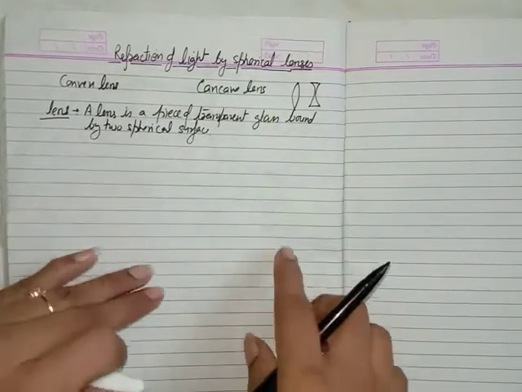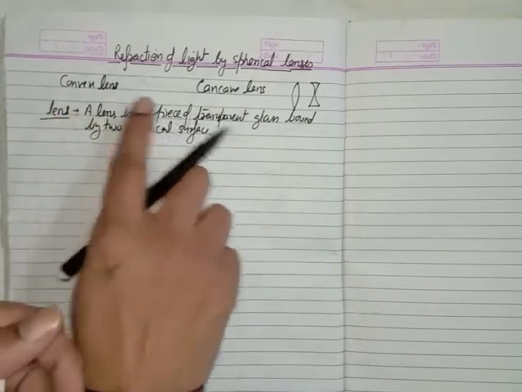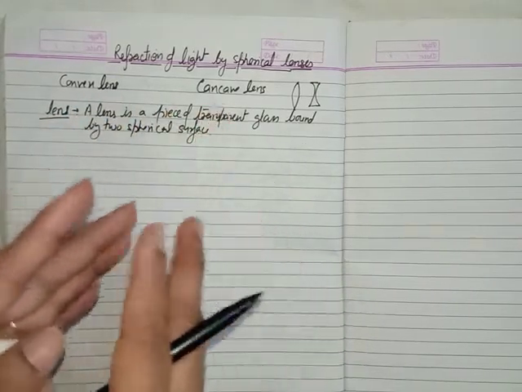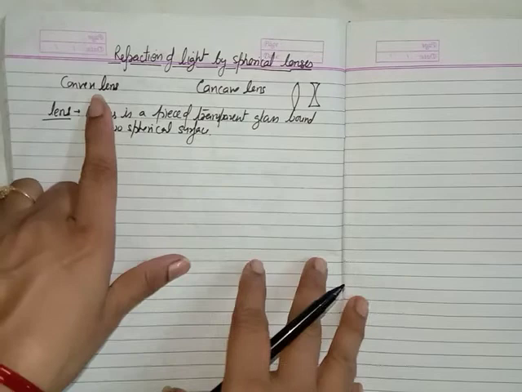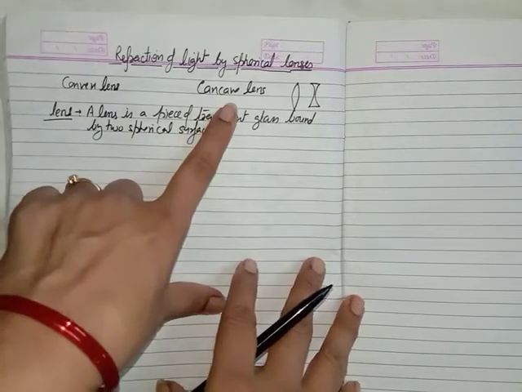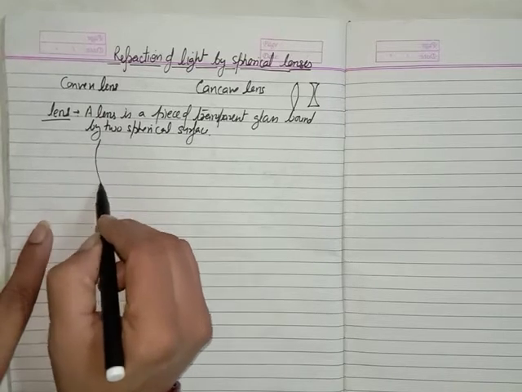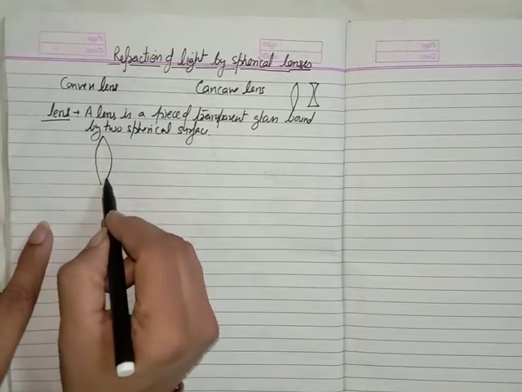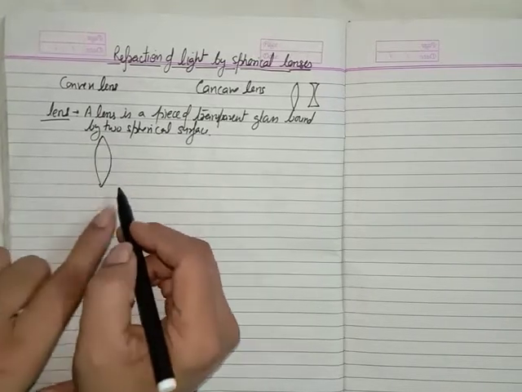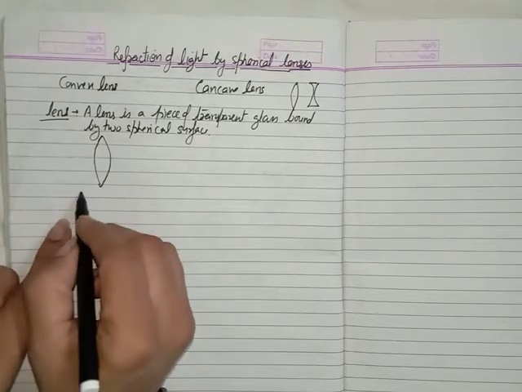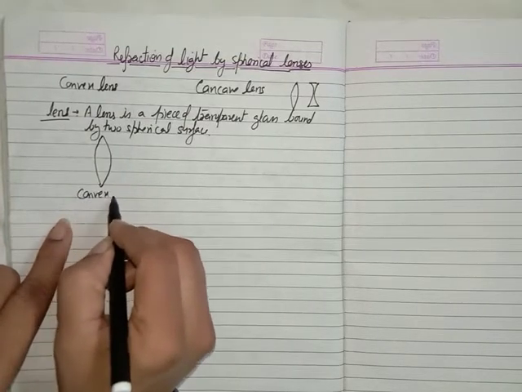Okay, so lenses can be of many types, but in our syllabus we will study only the convex and the concave lens. First, what is a convex lens? This type of lens, which is thicker in the middle and thinner at the edges, is called the convex lens. This is the convex lens.